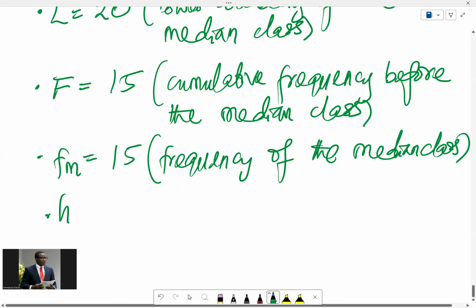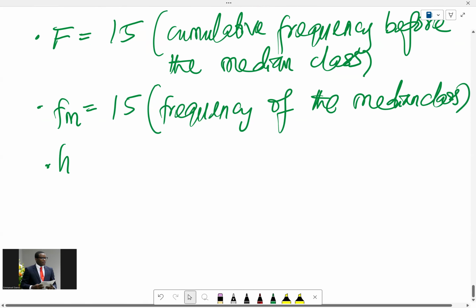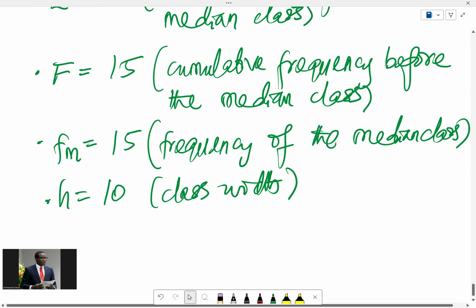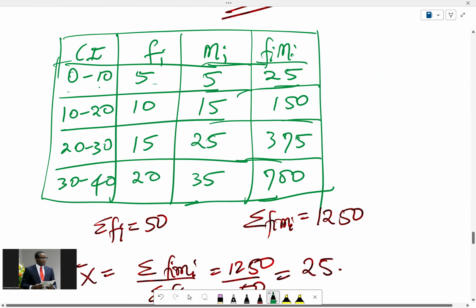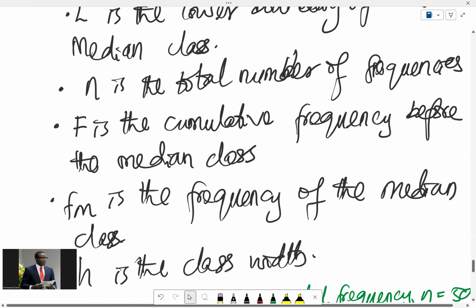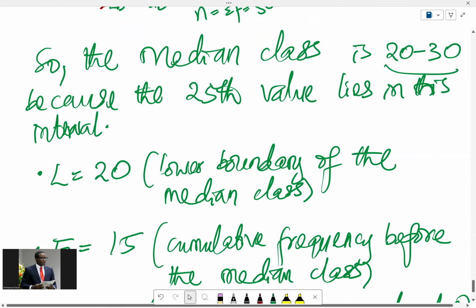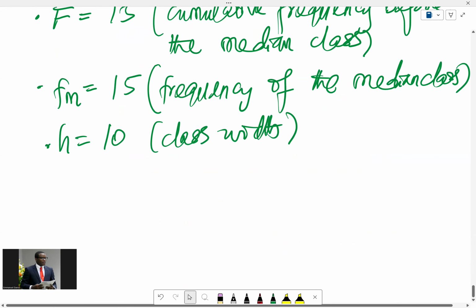Okay. And lastly, you need H. H is actually the class interval or the class width, and that is 10. Why is it 10 though? In each class, you have the difference between the smallest value and the biggest value. So 10 minus 0 is 10. 20 minus 10 is 10. 30 minus 20 is 10. 40 minus 30 is also 10. So that's why H is 10, and that is the class width.